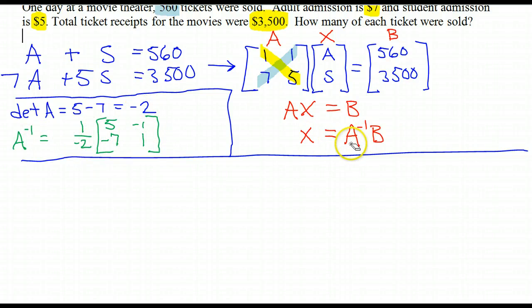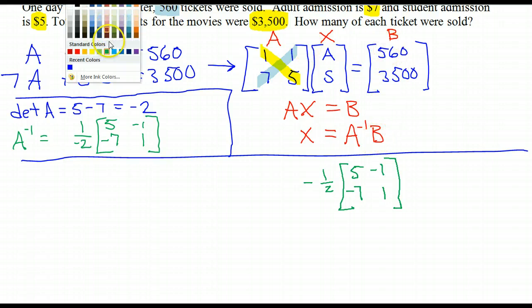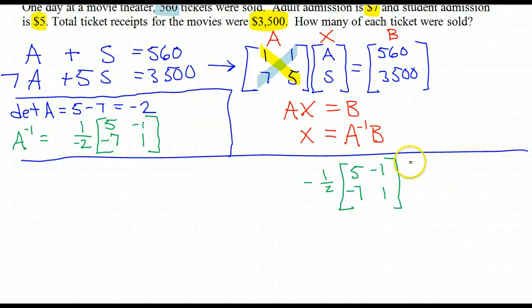We needed A inverse so we could do A inverse times B. So that is what we're going to now do. Like I said, A inverse is negative 1/2 times the matrix 5, negative 1, negative 7, 1. Then we have to do times B. Well, B is right here. Just to make it match, I'll do that in blue. So there's A inverse, and here's B.